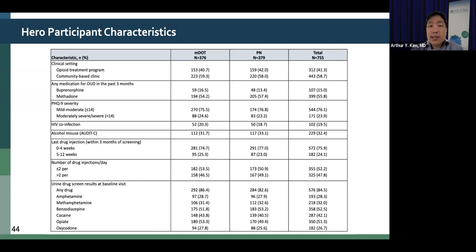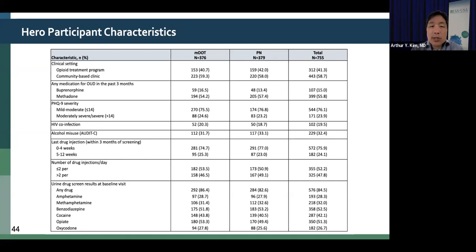Most were enrolled in a community-based clinic as opposed to the methadone clinic, but many were also receiving methadone, over 50%, as you can see here. So some people may have been enrolled at a community-based site who were on methadone, for instance. So that explains that discrepancy.